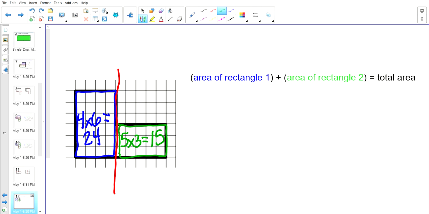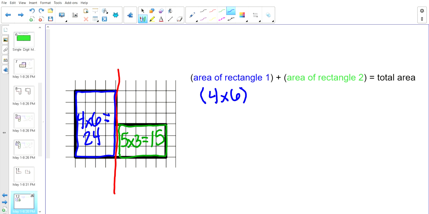Let's start by thinking about the area of rectangle 1. What was the size of that first rectangle? It was a 4 by 6. Go ahead and write that on your paper, 3rd grade. That first rectangle was a 4 by 6. Be sure to use parentheses to show that you're grouping the 4 times 6 together because it's all one rectangle.